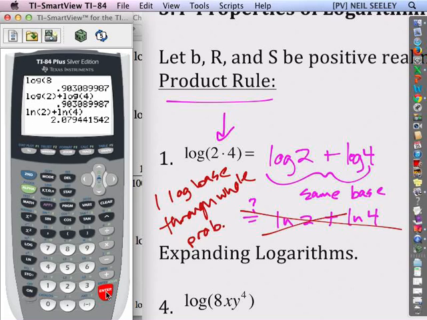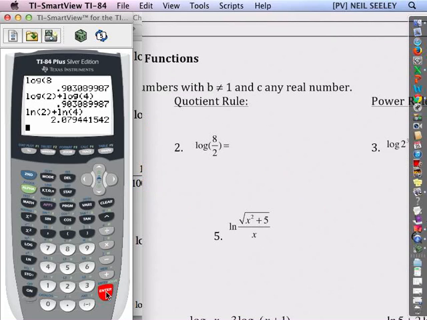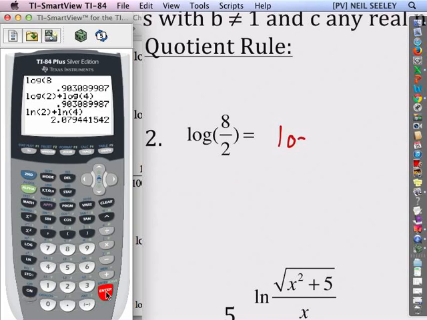So now, on we go. This quotient rule, I can take the log of 8 over 2. I can make it the log of 8 minus the log of 2. So the key is, whatever base you have here, you've got to have the same one here and here. So this one, by the way, is 10. Unwritten rule, the law: if it's not written, it's 10. If it is written, use that one.